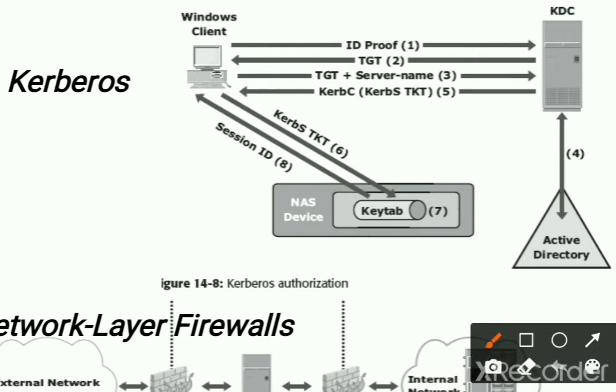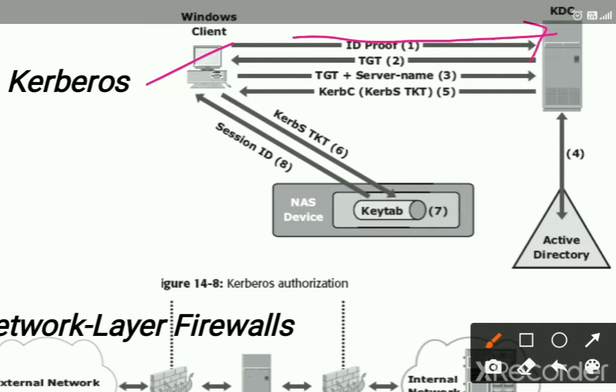Whenever the client wants to establish communication, he logs in to the system and sends his details to the key distribution center. The key distribution center verifies that person and responds to the user request with the TGT. Now what is this TGT?